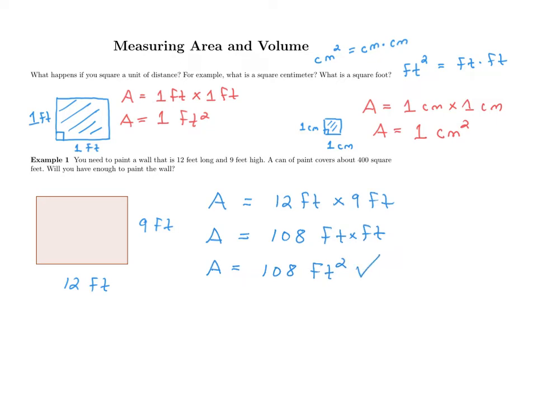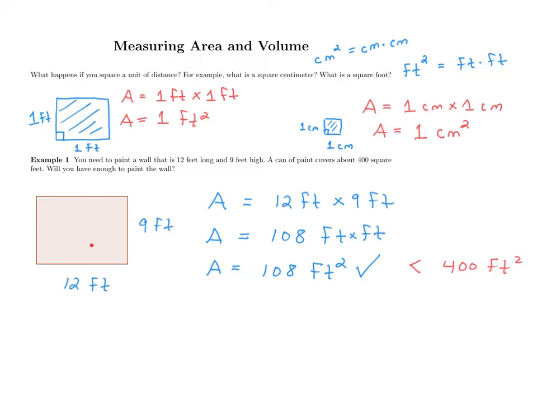This is less than 400 square feet, so we're good. This is enough paint to paint this entire wall. In fact, you could even do a second coat. Usually the second coat makes it look much better. If you double this, it's definitely still less than 400.